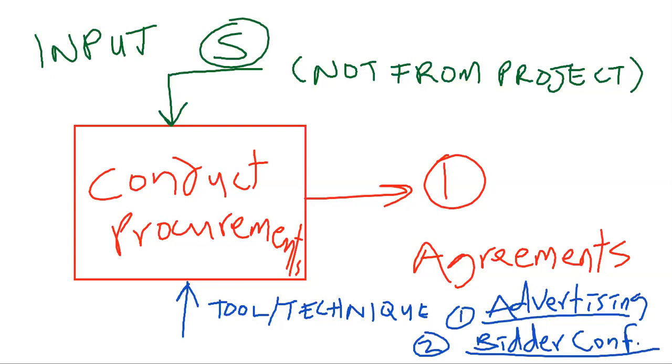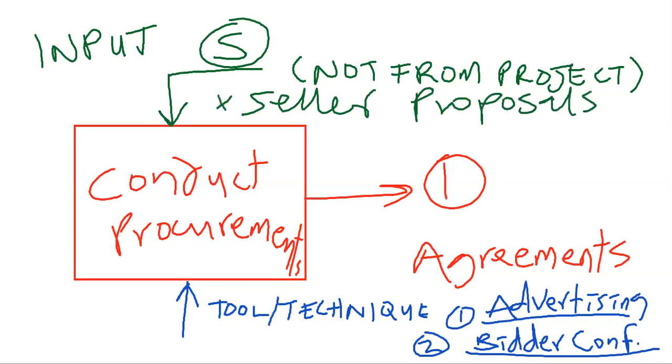5, 4, 3, 2, 1. The answer I was looking for is seller proposals. And of course, these are the proposals that you got back after you conducted advertising. These are the proposals that eventually will result in an agreement with one or maybe more sellers.